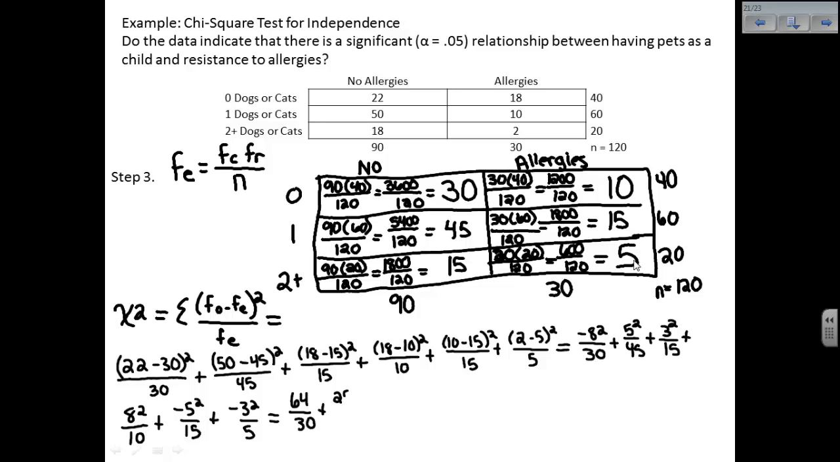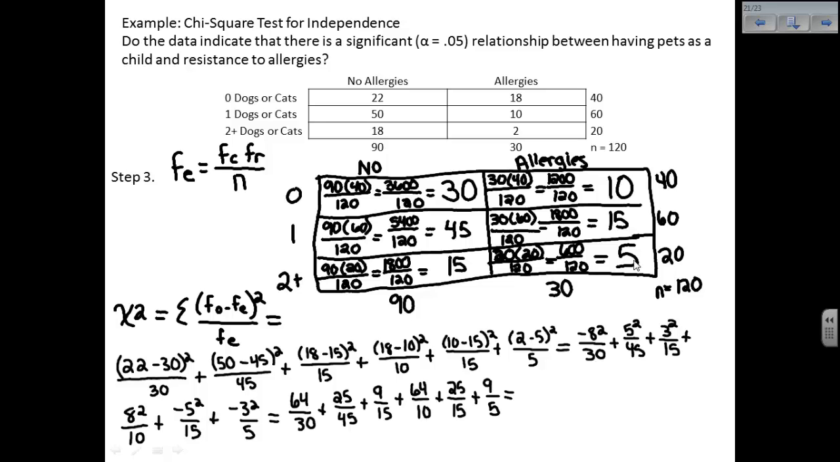5 squared is 25, divided by 45. 3 squared, so 9, divided by 15. 8 squared, so 64, divided by 10. Negative 5 squared, so 25, divided by 15. And then negative 3 squared, or 9, divided by 5.